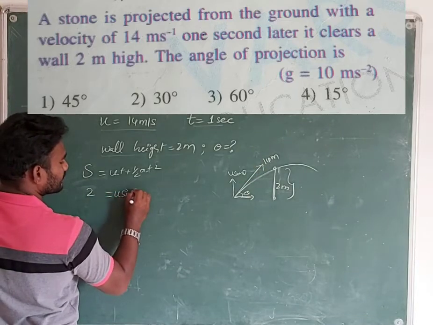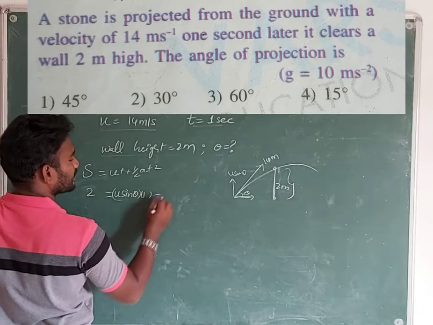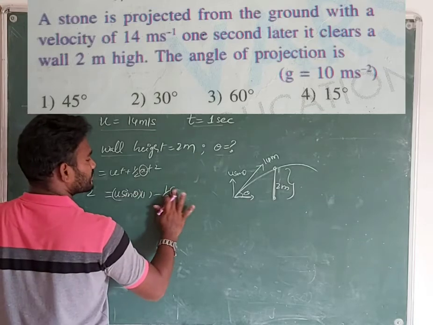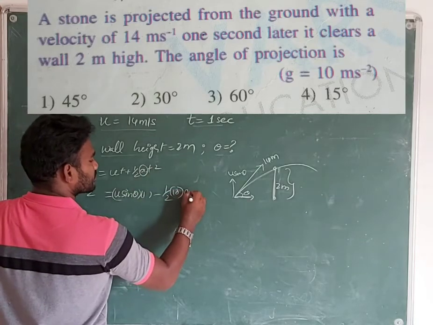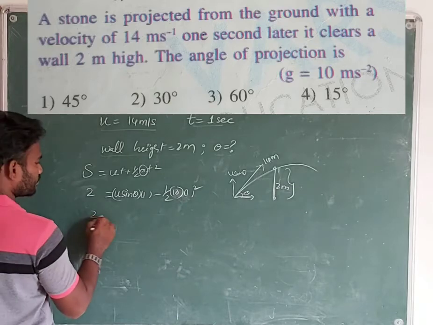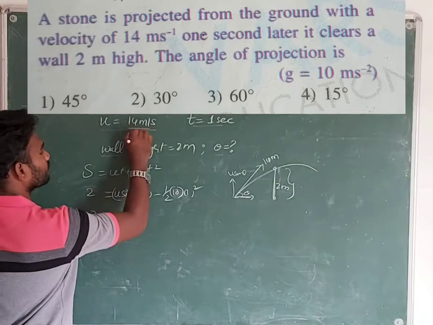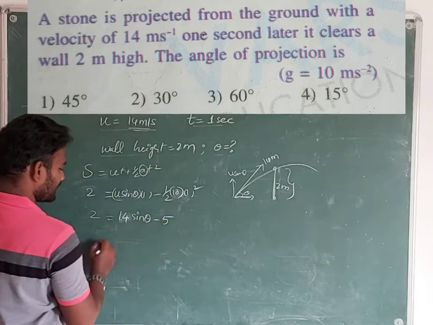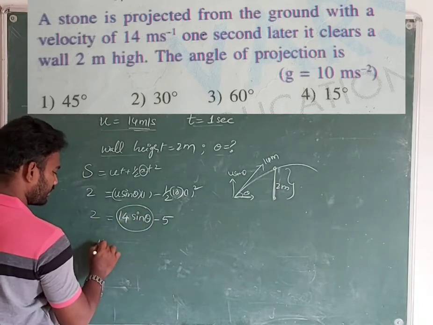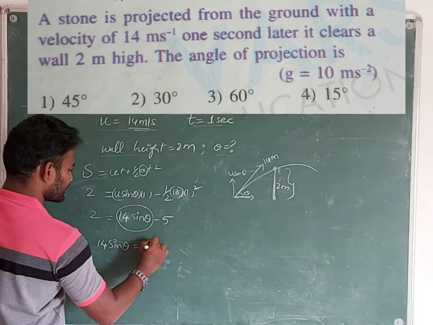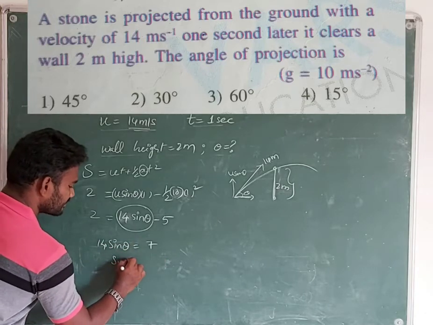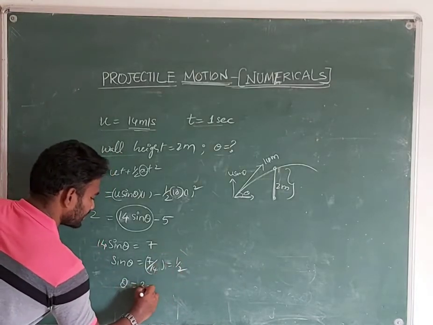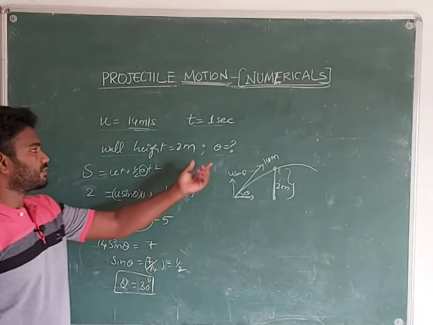U sin theta into t means 1 second, minus half a means g. Why minus g we are taking? Because velocity is getting reduced. A means 10, you can take 10 here, and t square means 1 square. That's all, it is almost finished. So now 2 is equal to u, the value of u is 14. So 14 sin theta minus 5. So I want 14 sin theta. This gives 14 sin theta is equal to 7. Then sin theta is equal to 7 by 14, which is 1 by 2. Then theta is equal to 30 degrees. So this is how the angle of projection can be found.